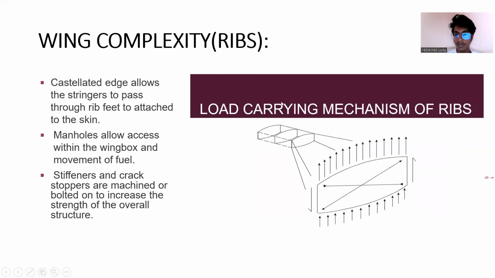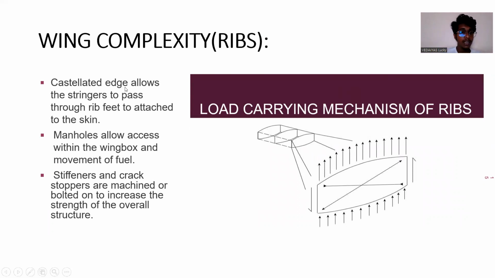Wing complexity of ribs. Ribs play a major role in the structure of a wing. As you can see, there are multiple ribs and multiple spars, and the spars are attached to the ribs so that the wing will get the shape of an airfoil. The wing will get a perfect shape and structural rigidity.